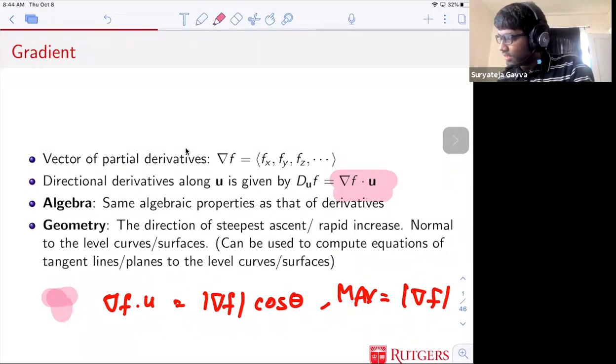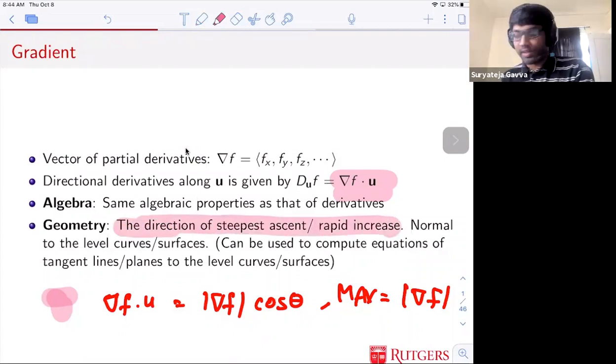And when can you get that? You get it in the direction where cosine theta equals 1, which means it's the direction of the gradient vector. That's what we mean by the direction of steepest ascent. So along the direction of the gradient vector, you have the maximum rate of increase, which is equal to the magnitude of the gradient. That's one important property of the gradient vector.